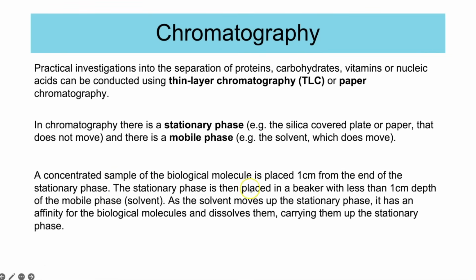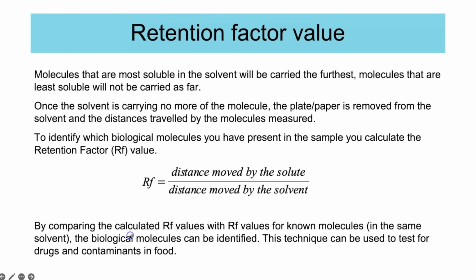The stationary phase is then placed in a beaker with less than 1 centimetre depth of the mobile phase, which is the solvent. As the solvent moves up the stationary phase, it has an affinity for the biological molecules and dissolves them, and this carries them up the stationary phase. Molecules that are the most soluble in that solvent will be carried the furthest, and the molecules that are the least soluble in that solvent won't be carried as far. Once the solvent is carrying no more of the molecule, the plate or the paper is removed from the solvent and the distance travelled by the molecules is measured.